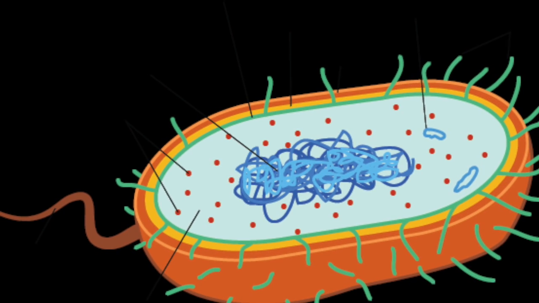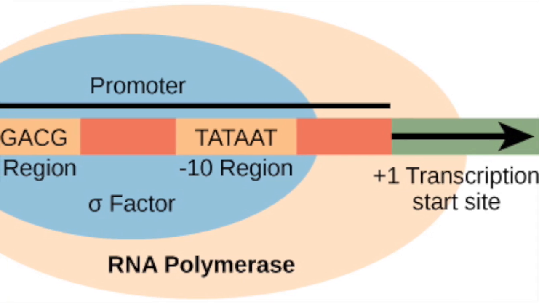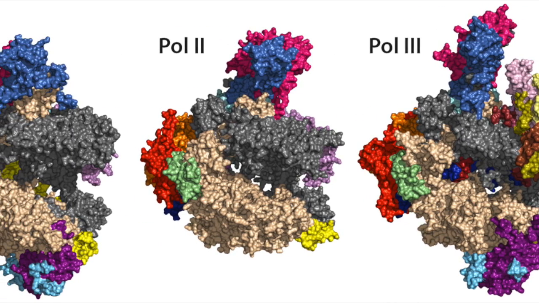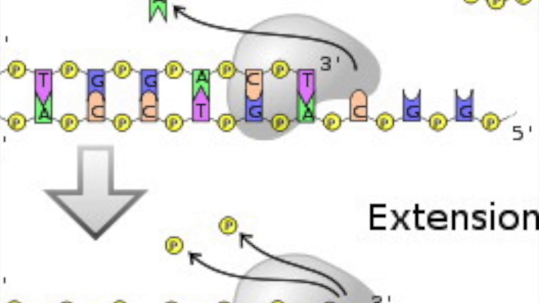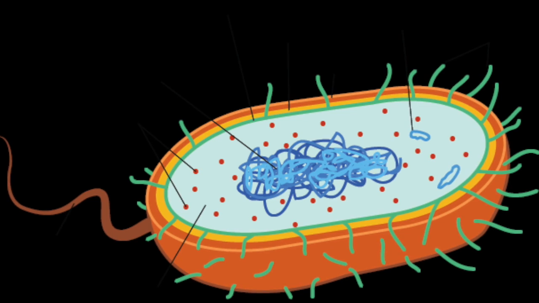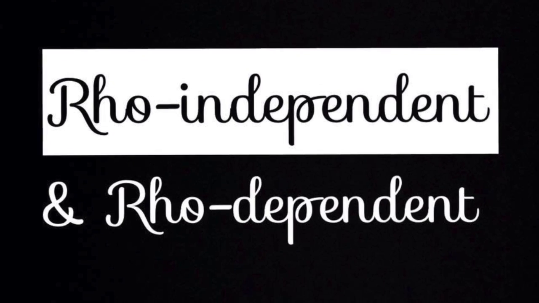In prokaryotes, RNA polymerase consists of a number of subunits, including a transcription factor, also called the sigma factor, that recognizes the promoter. In eukaryotes, there are three RNA polymerases: 1, 2, and 3. This process includes a proofreading mechanism. The process will continue along the DNA template strand until the polymerase encounters a signal that tells it to stop, or terminate, transcription. In prokaryotes, the signal can take two forms, rho-independent and rho-dependent.